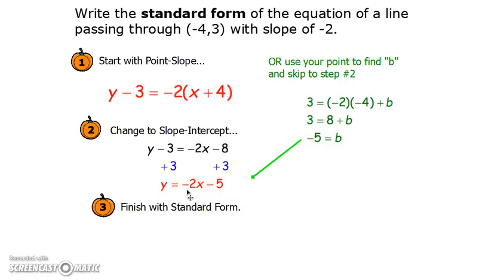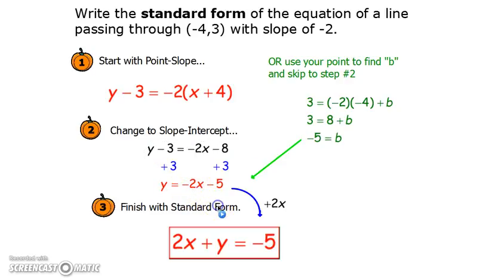Last thing to do then, if I want to get standard form, you'll notice I don't have any fractions, so I don't have to get rid of those, but I'm just going to add my 2x over there to the left side. By adding 2x onto the left side, I now have 2x plus y equals -5, and I've got my standard form equation.